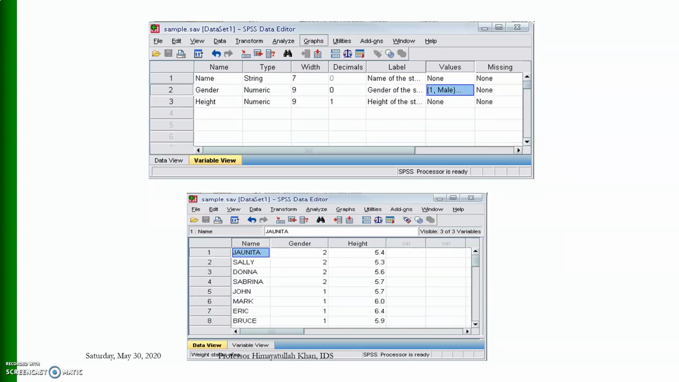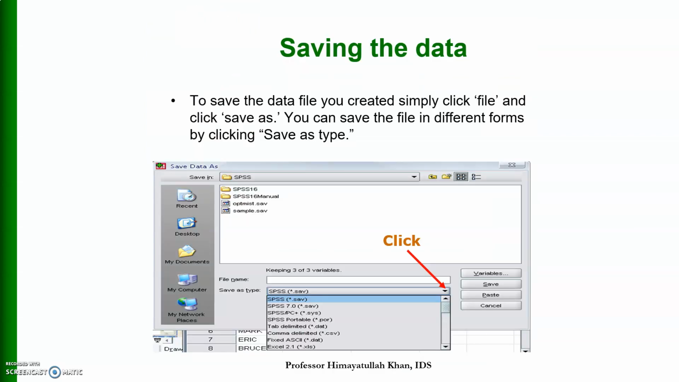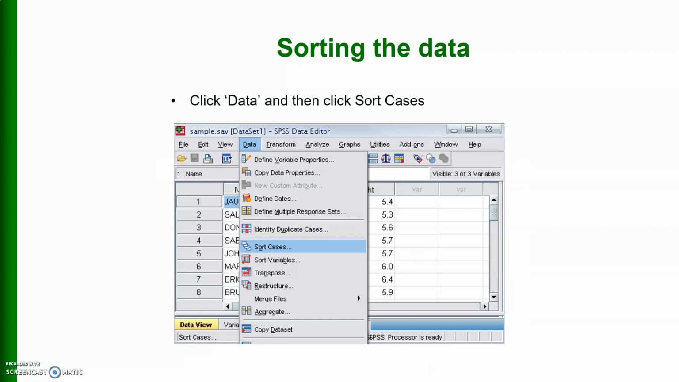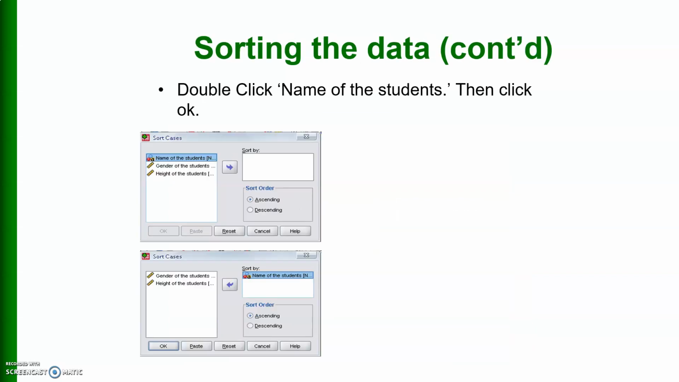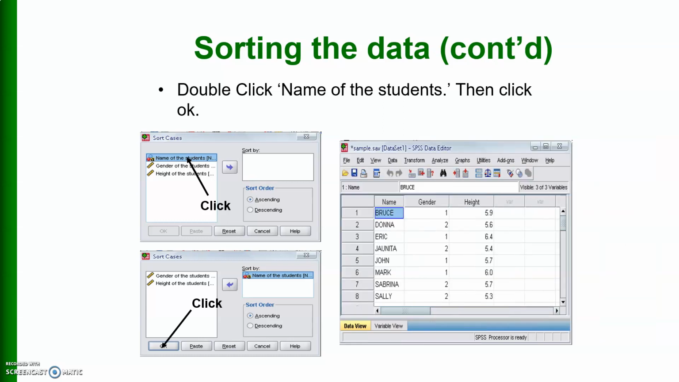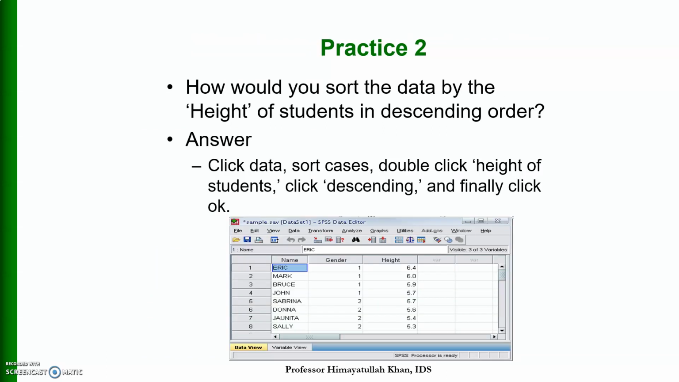This is how we define our label, descriptive variable like gender. Then how to save the data. This is about sorting the data in ascending or descending order. This is how we sort out data.